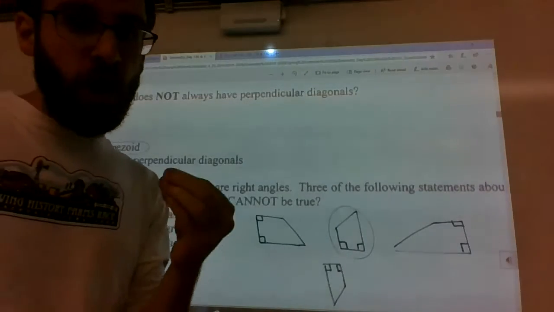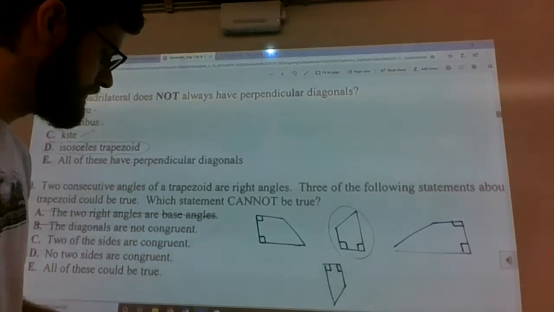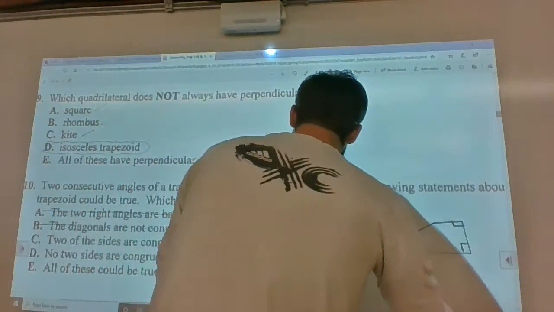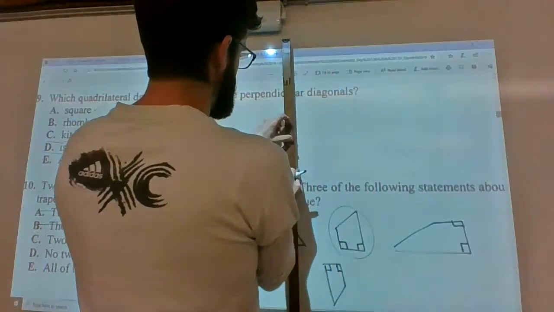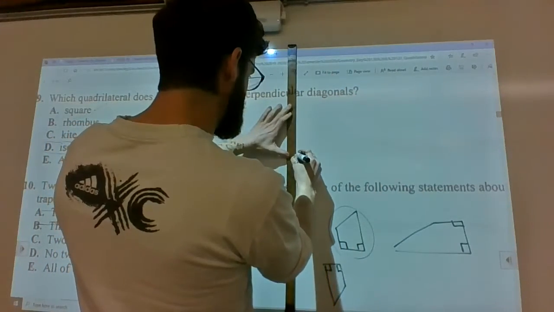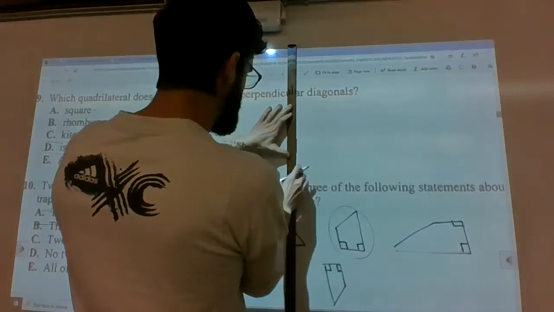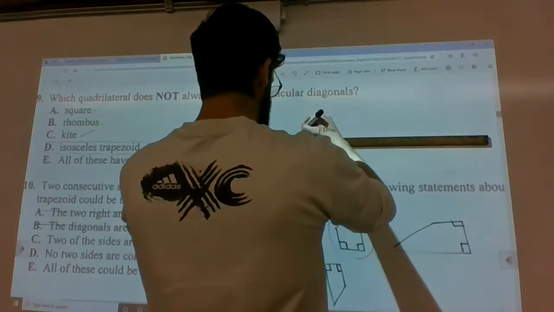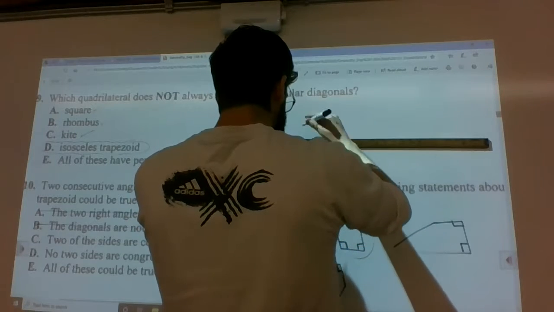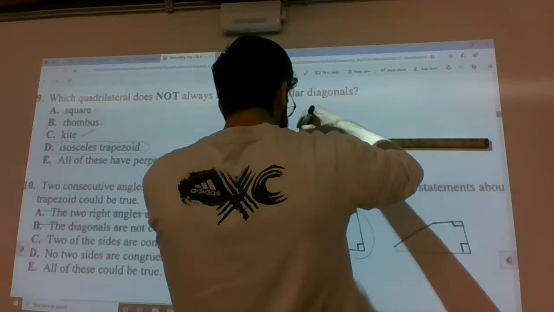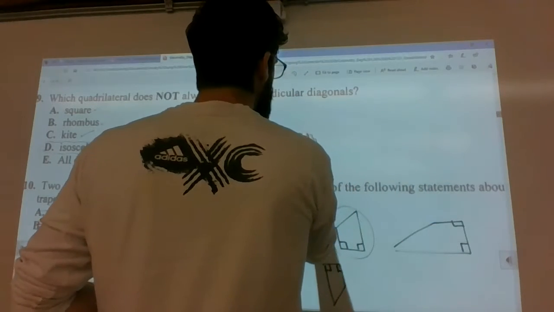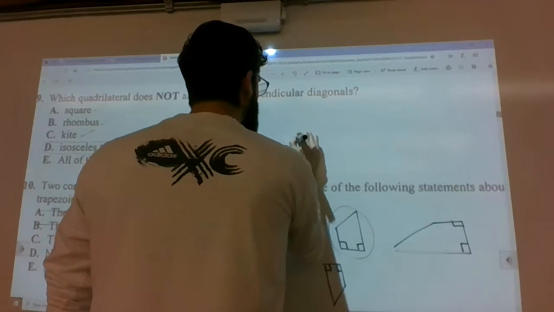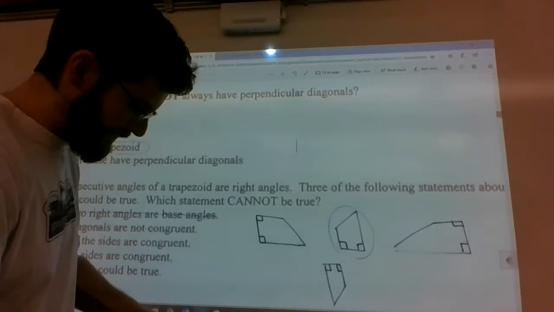2 of the sides are congruent. Well, let's see if I can draw that. So let's say this side is exactly 2 inches. This side is also exactly 2 inches. All right, we're struggling here.